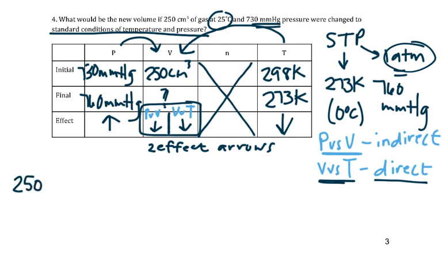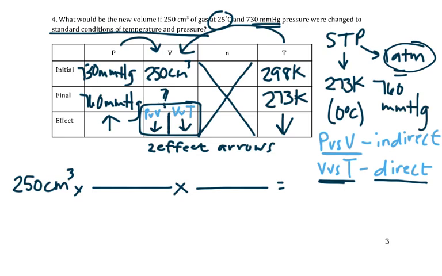Start with your given volume. This time you're going to have two steps. Don't do it step by step, just do it all out and calculate it all together. You don't need to get the number in between and then use that. It doesn't matter if you use your pressure numbers or temperature numbers first. I'm just going to go with pressure. As long as you set it up correctly based on your effect arrows, we're all going to get the same answer.